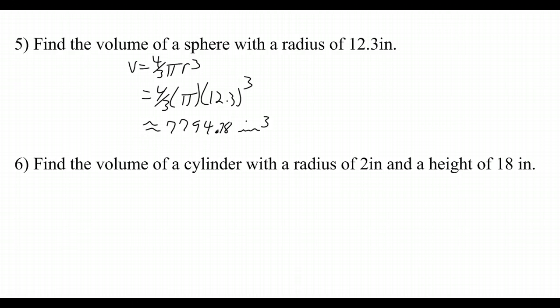Volume of a cylinder with a radius 2 and a height of 18. Volume is base times height. The area of the base of a cylinder then is pi r squared, and then times 18 comes out to be 226.19, and that will be cubic inches.